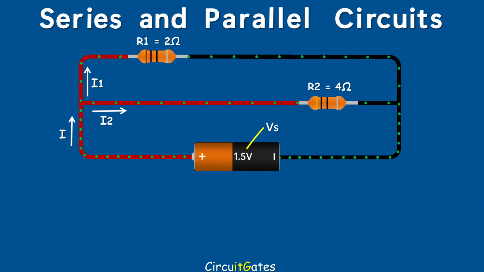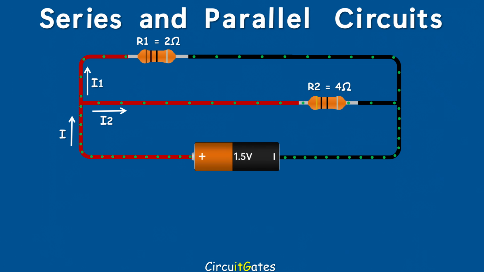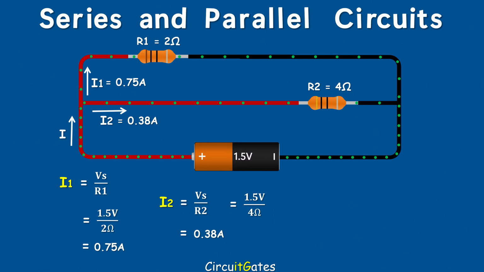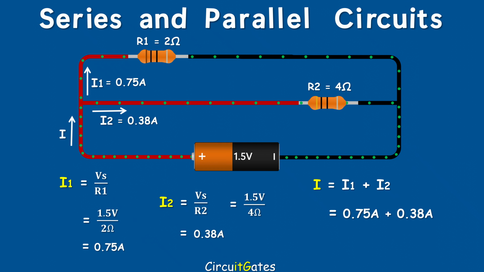To find the current through each component in a parallel circuit, we divide the supply voltage by the resistance value of that component. The current through resistor 1 is equal to 1.5 volts divided by 2 ohms, we get 0.75 amps. The current through resistor 2 is equal to 1.5 volts divided by 4 ohms, we get 0.38 amps. The total circuit current is the sum of all branch currents, or currents through all resistors in parallel, which is 0.75 amps plus 0.38 amps, we get 1.13 amps.